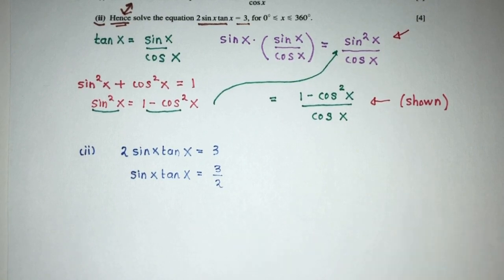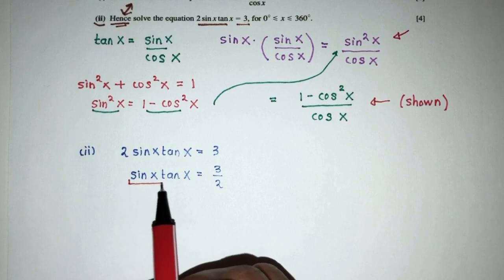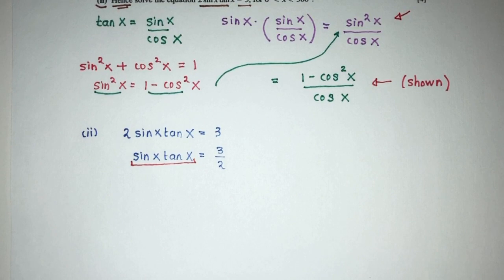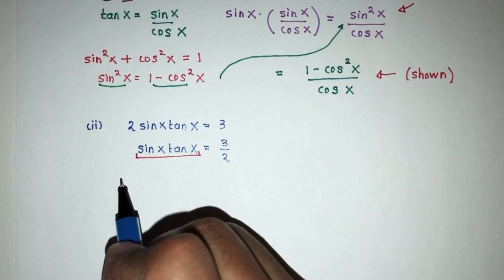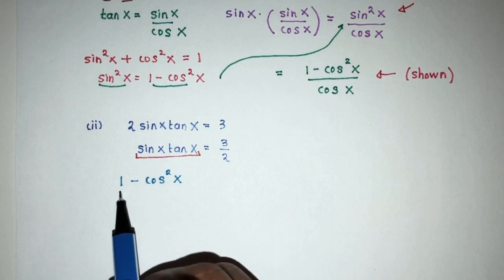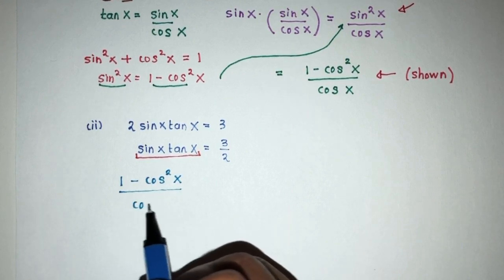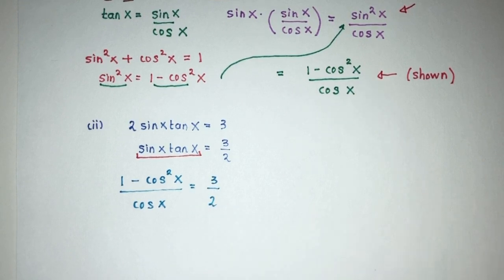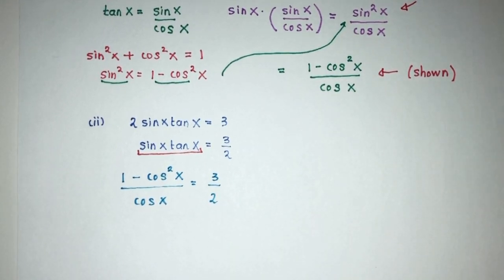That's the first step. Now from part 1, we realize that this one is actually equal to this. So we have to replace. Let's see what happens. You will have 1 minus cos squared x over cos x is equal to 3 over 2. Okay, so now we have something to solve.